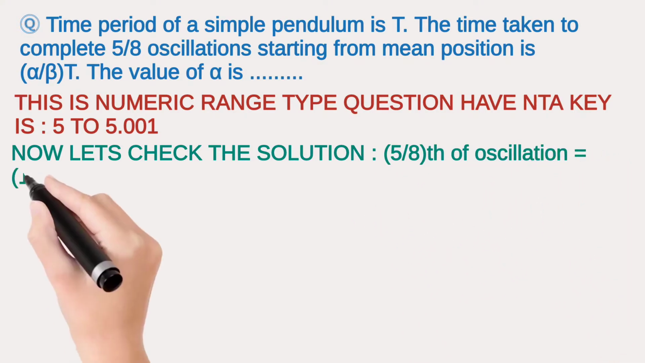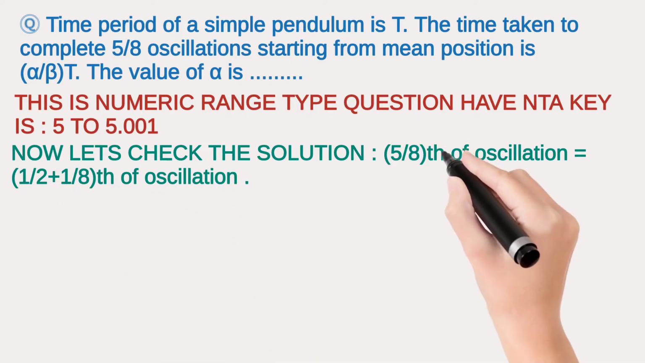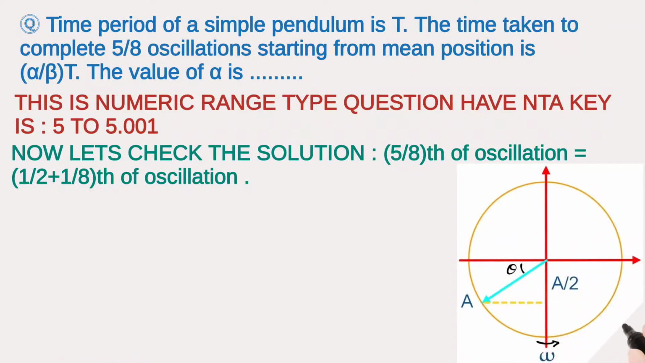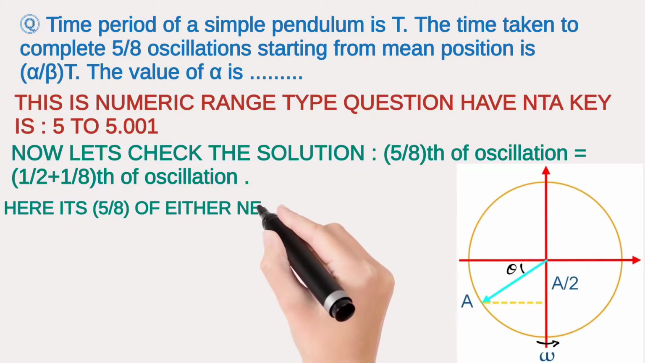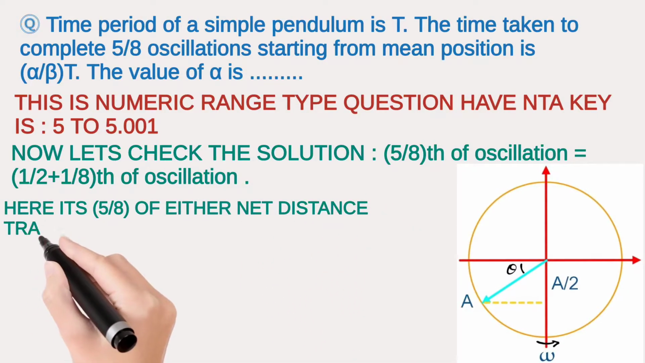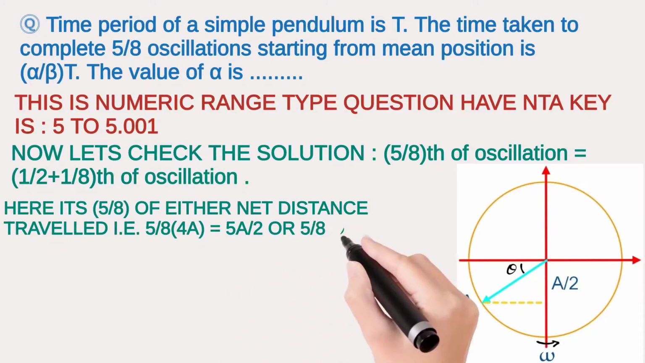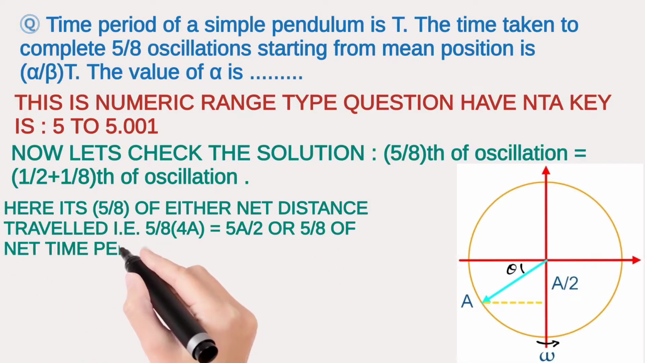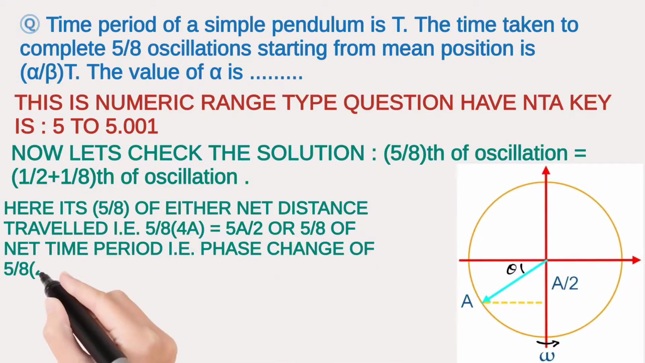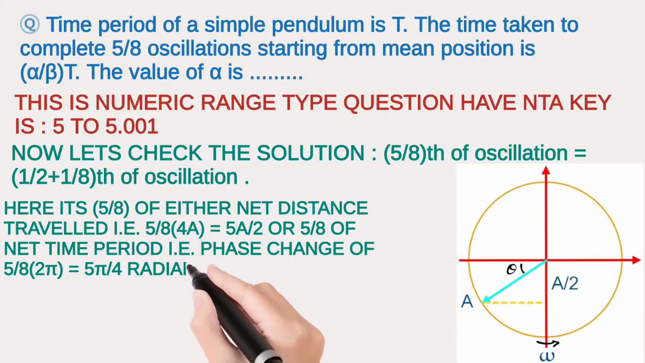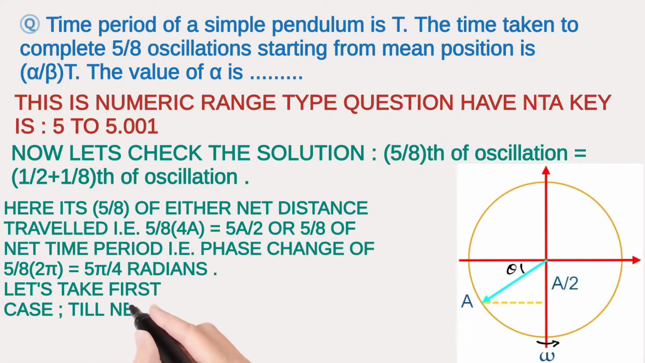5/8 of an oscillation is equal to 1/2 plus 1/8 of an oscillation. Here it's 5/8 of either the net distance traveled, that is 5/8 of the net distance traveled in one oscillation, which is 4a, that is 5a/2 if a is the amplitude, or 5/8 of the net time period, that is a phase change of 5/8 of 2 pi, that is 5/4 pi radian.